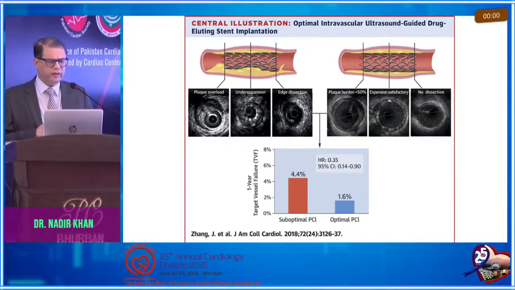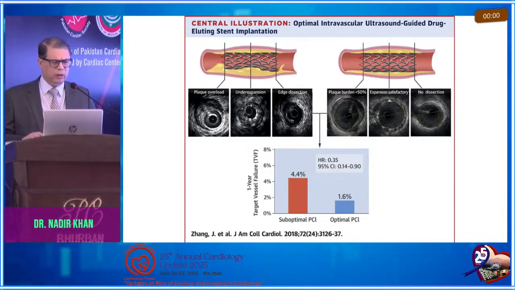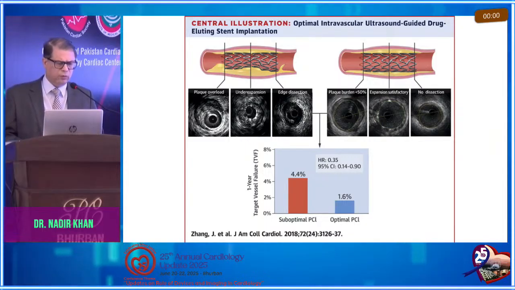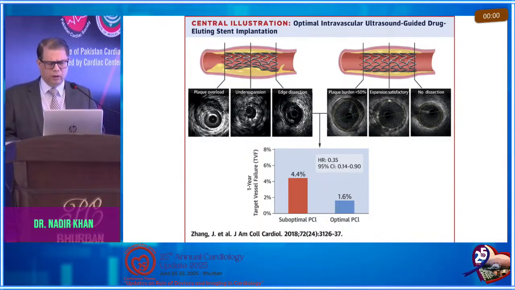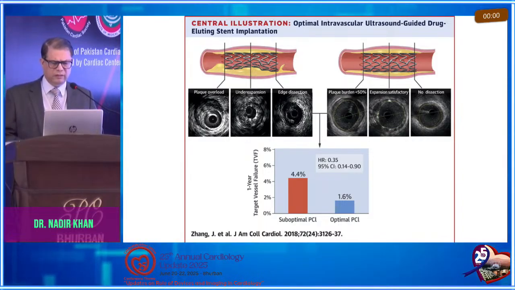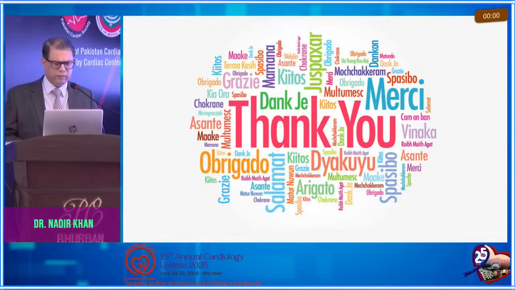So this is the final slide, and this is showing suboptimal versus an optimal result after a PCI. So in the left images, you can see that the stent is under expanded and there is an edge dissection. And on the right images, you can see that the stent is placed in a place with less plaque burden, the expansion is satisfactory, and there is no dissection.